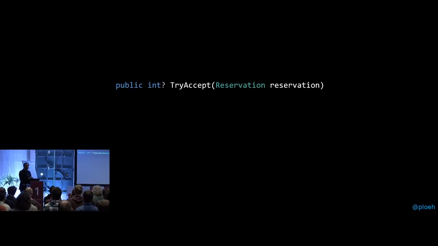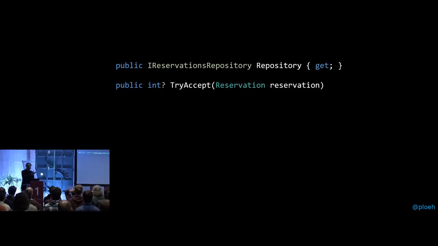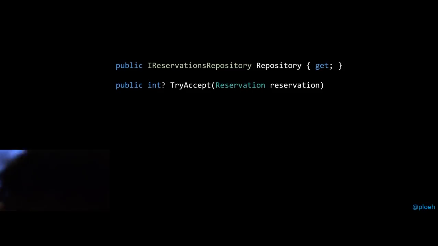There are reasons why sometimes we can't accept a request for a reservation, and we'll look at that in a moment. Now, if we're using dependency injection, we could inject various different dependencies on a class that has a method like this. So for example, we could inject a repository and just make it available as a read-only property like this.